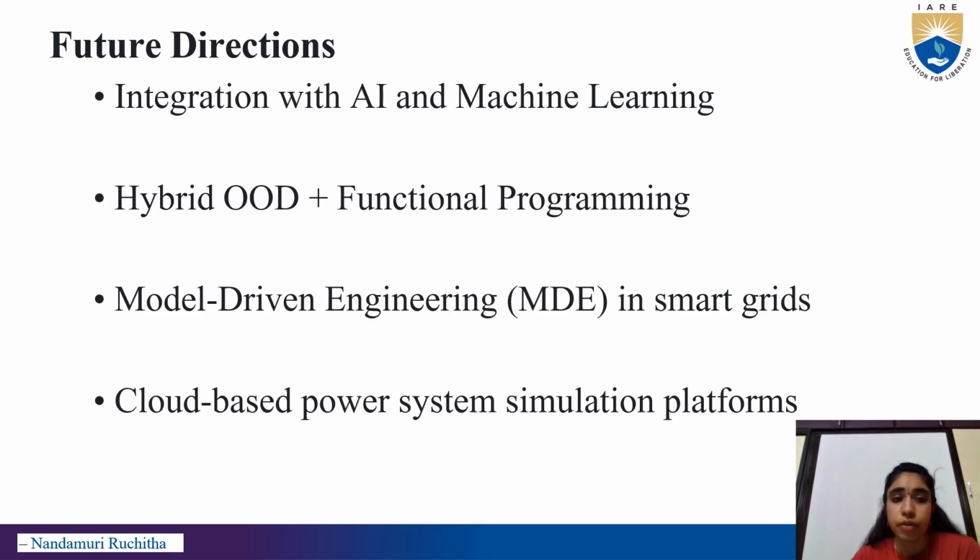Next, about future directions. What are the future directions? So, the first point is integration with AI and machine learning. Next, hybrid OOD plus functional programming. Next, model driven engineering, called MDE, in smart grids, cloud based power system simulation platforms.